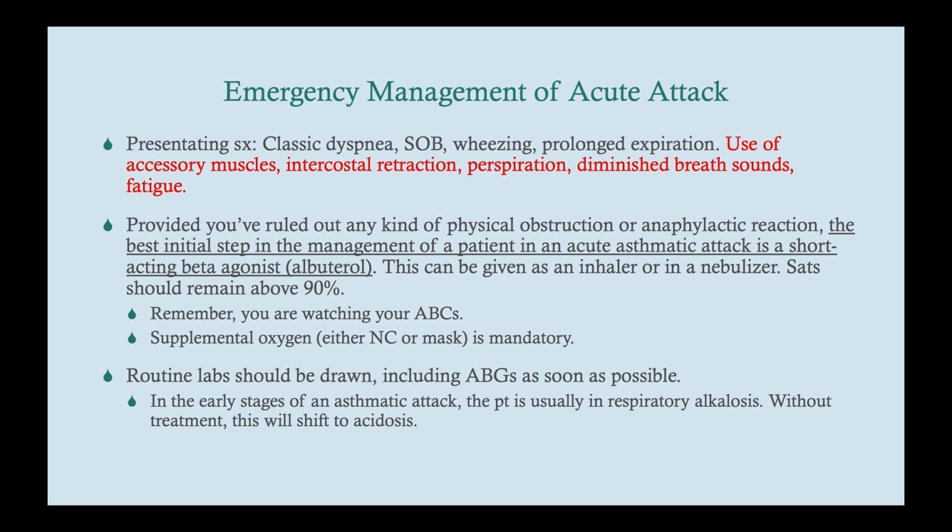So provided that you've ruled out physical obstruction or anaphylactic reaction, then the best initial step is the short-acting beta agonist. That is the most important treatment for asthma, the short-acting beta agonist, the albuterol. And this can either be given as an inhaler or as a nebulizer. If you've got a patient who's really flailing around, freaking out because they can't breathe, a nebulizer is great because an inhaler takes some discipline to use.